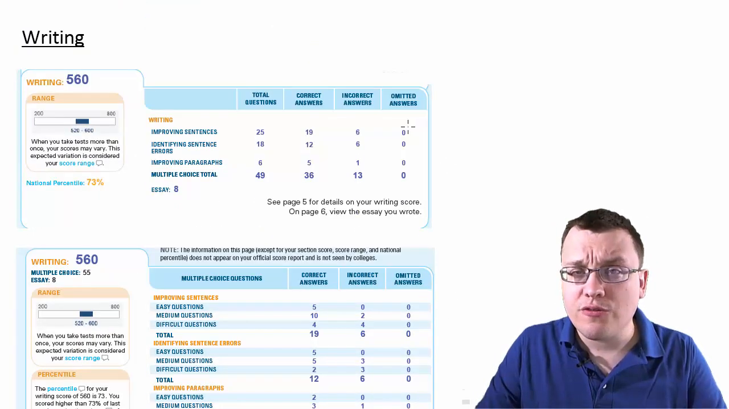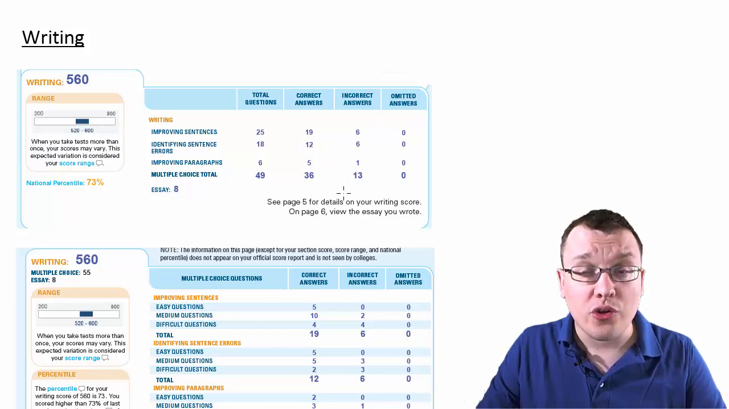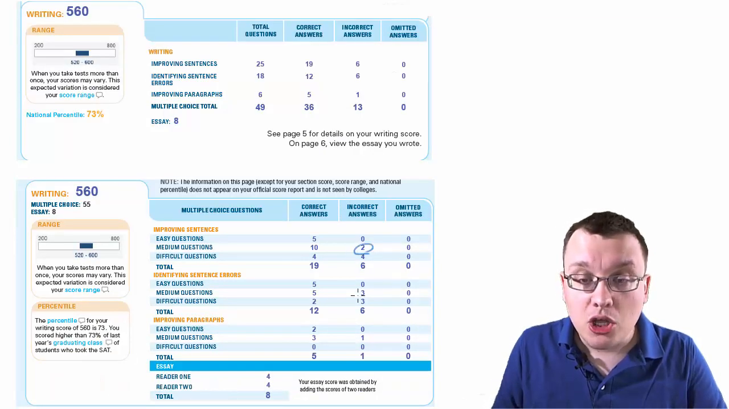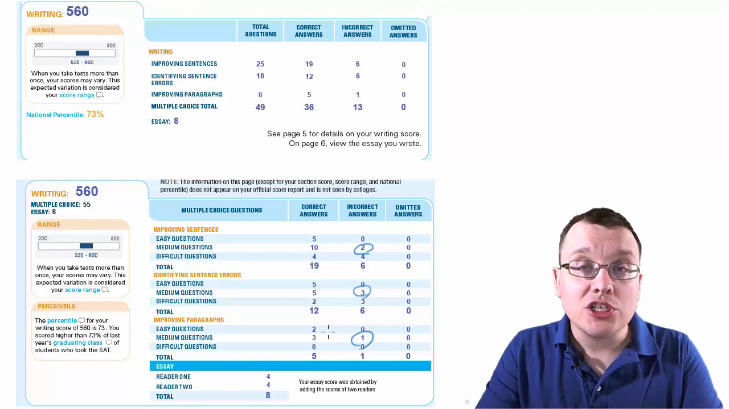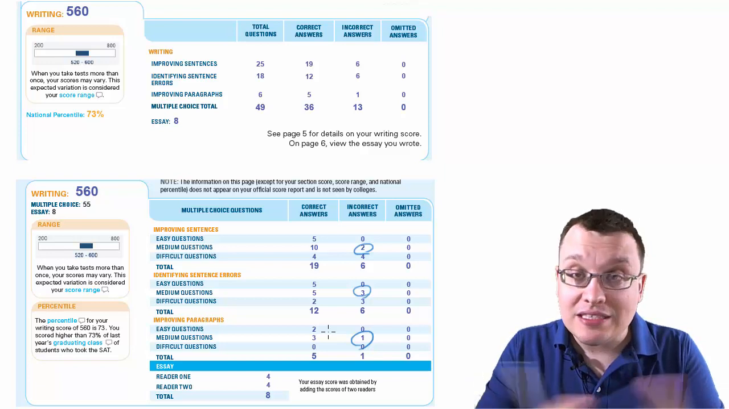Finally, there's 2 things we can look for in the writing section. First, for the grammar, again, common theme here, look at your easy and mediums. A lot of students, if they're looking at their writing section, a big chunk of points they're losing because, again, of easy and medium questions.